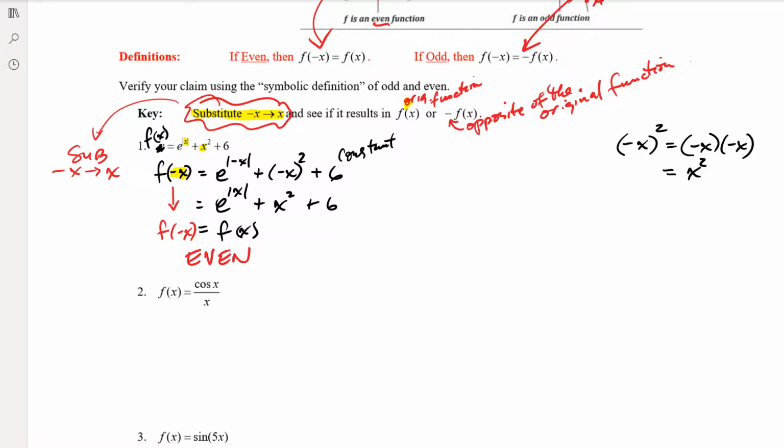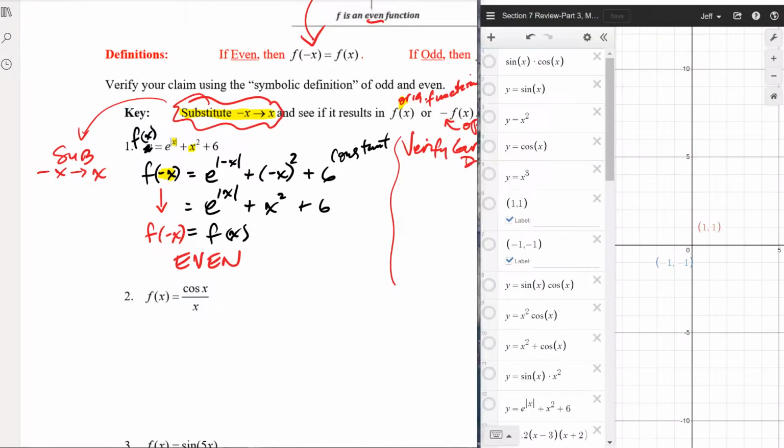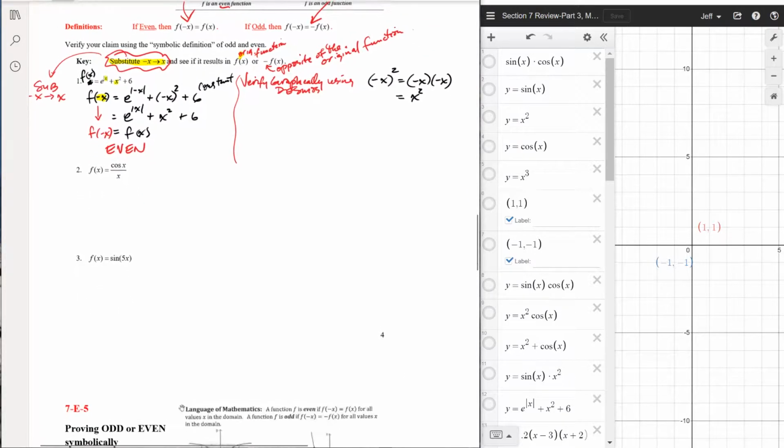Now, if you want to verify it with Desmos, that's verifying graphically. That's a little bit different. So verify graphically using Desmos. Here we go. That's why you see Ainsworth always go two column format, meaning split screen side by side, and I have Desmos on the right, and you guys do the work on the left. We do all the action on the left.